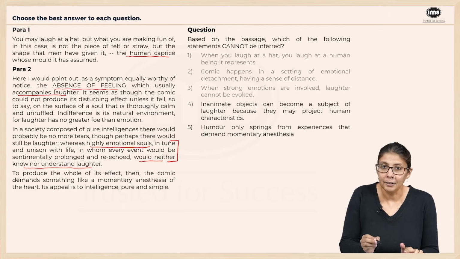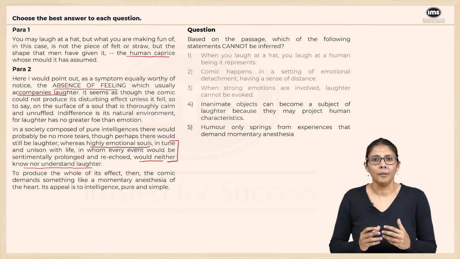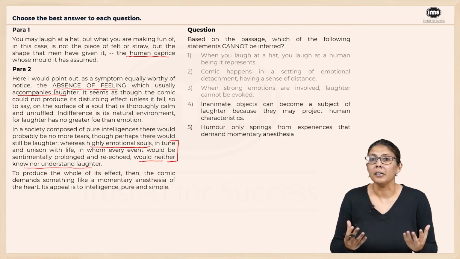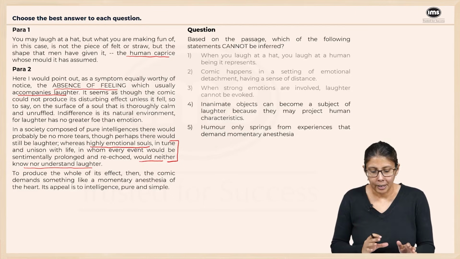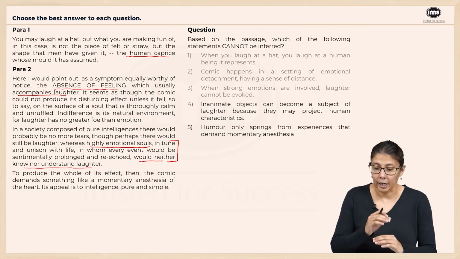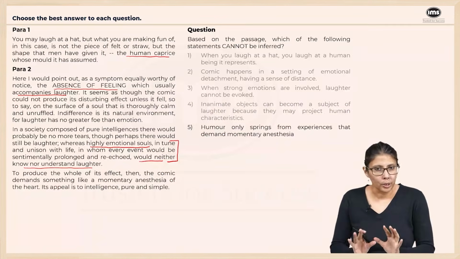You may laugh at a hat, but you're actually laughing at human caprice. Caprice refers to a sudden whim or a change of mind or the unpredictability of behavior. So yes, we are ultimately laughing at human behavior or human traits that have given shape to that hat. So option 4 can be inferred. Now option 5 is the only one left.